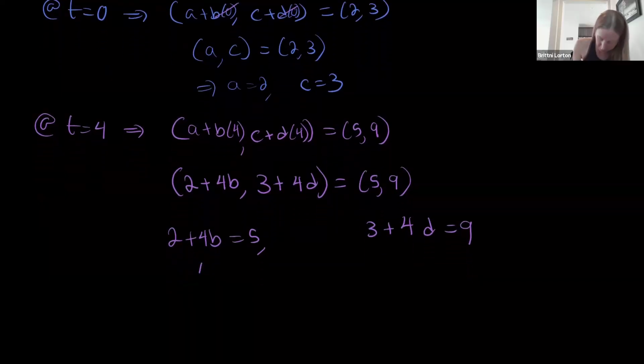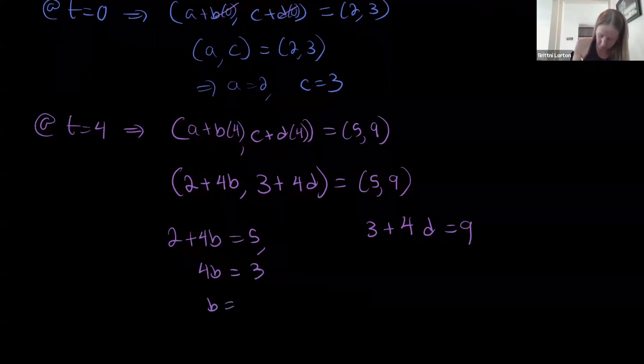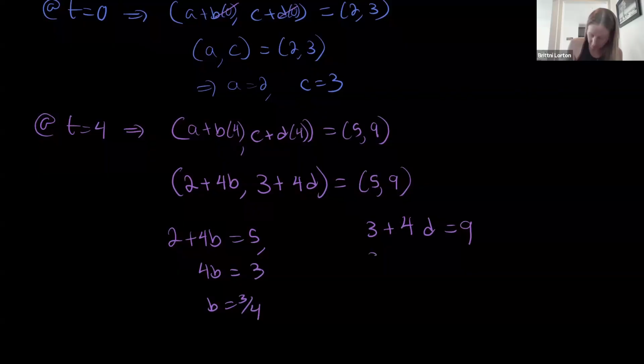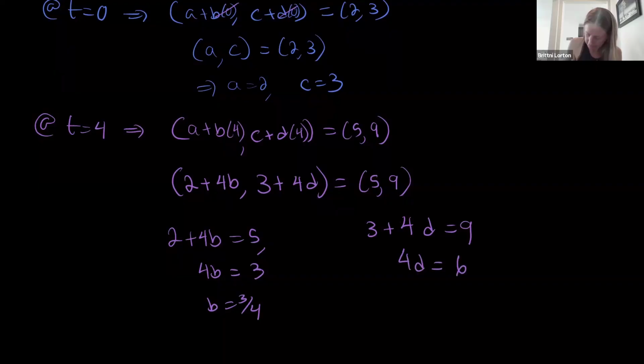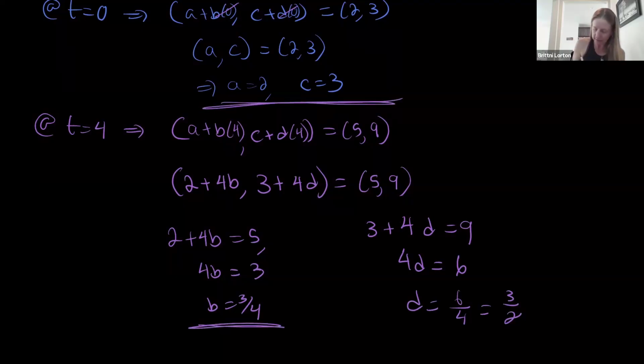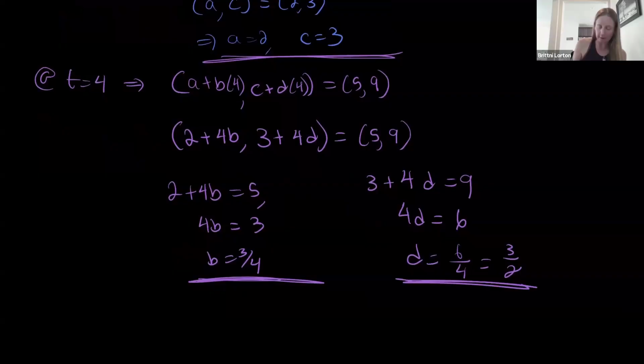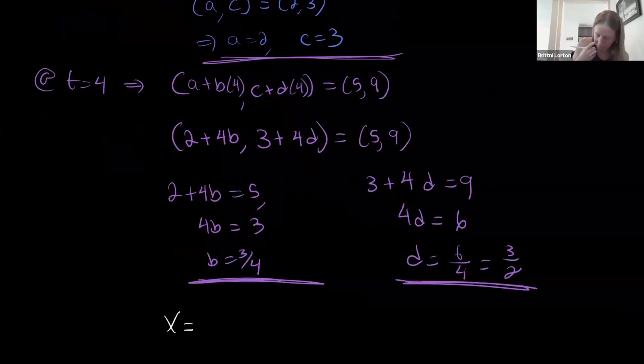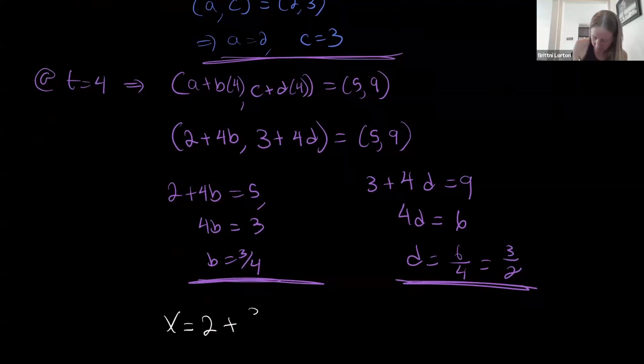And so then I solve: 4b equals 3, so b equals 3/4. And then 4d equals 6, so d is equal to 6 over 4, which is 3/2. So now you know what your a is, your b is, your c is, and your d is. So then we have everything that we need. So x was a plus b times t, and y was c plus d times t.